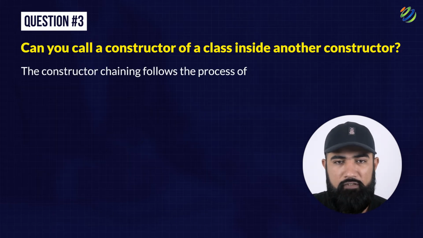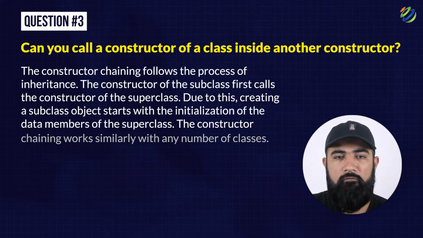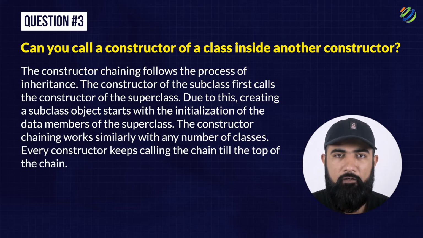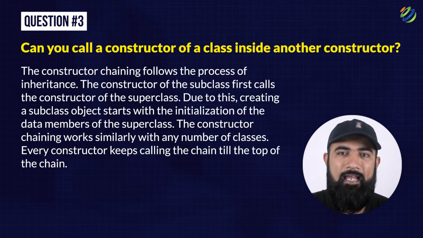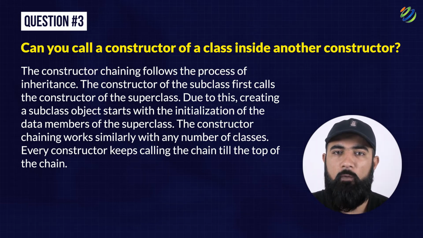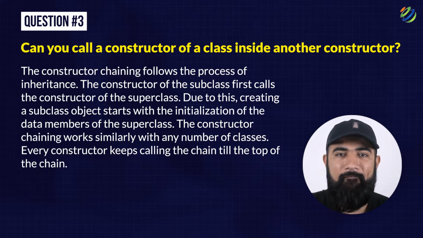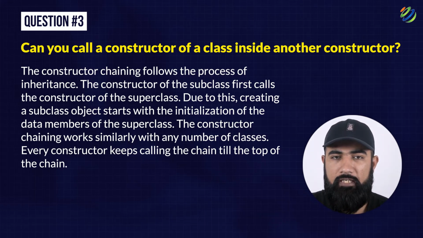The constructor chaining follows the process of inheritance. The constructor of the subclass first calls the constructor of the superclass. Due to this, creating the subclass object starts with the initialization of the data members of the superclass, and constructor chaining works similarly with any number of classes. Every constructor keeps calling the chain till the top of the chain.